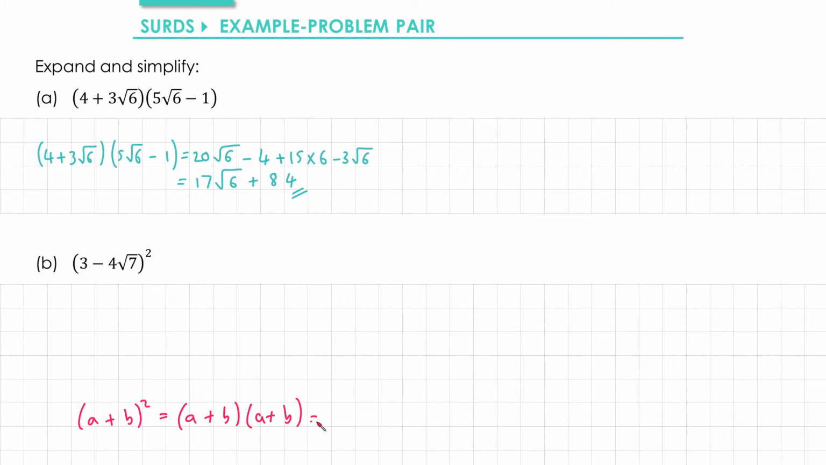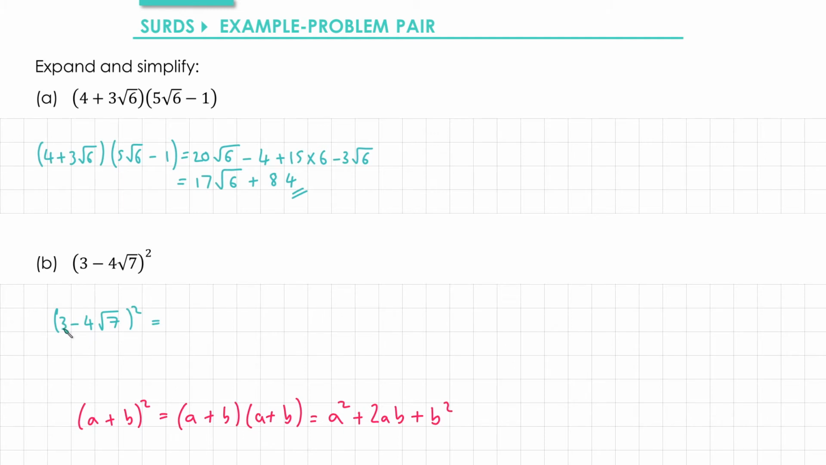And if I was to expand that out, I'd get a times a, which is a squared. I'd have a times b, but then I'd have another a times b from the other middle term. So I'd get two lots of a times b. And then the final term, b times b, is b squared. So whenever you expand a square bracket, you get the first term squared plus 2 times the product of the middle two terms plus the second term squared. Let's apply that to our bracket here.